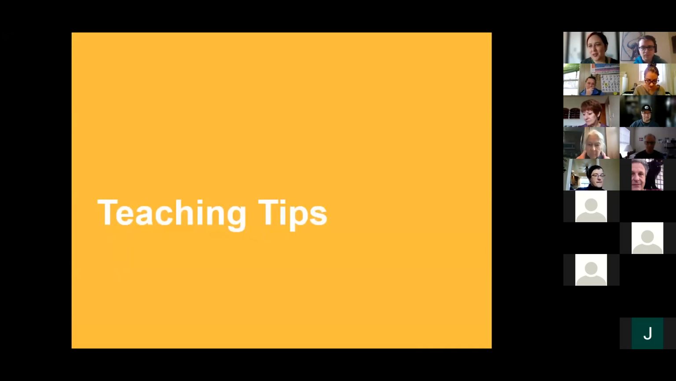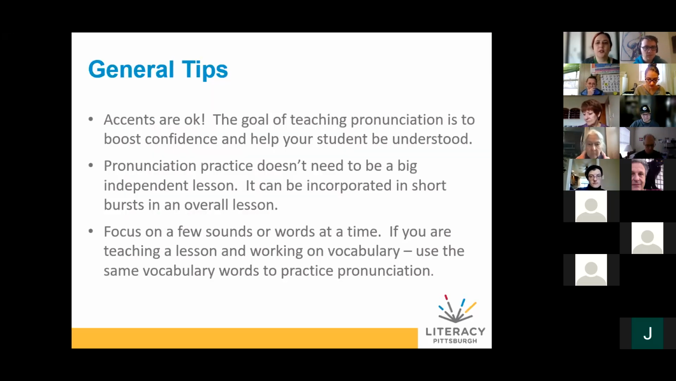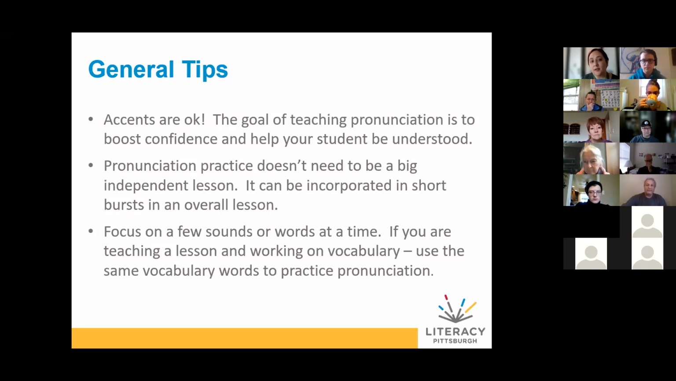All right, so let's do some teaching tips. General tips: accents are perfectly fine. Our goal is not to eliminate an accent. Our goal is to help our students have confidence, to be understood, to feel good about speaking and feel like they can be understood. I find that students, after learning a little bit and practicing, feel better about speaking English. They feel like they can do it. And that's always my goal, to help people feel confident in their own abilities.